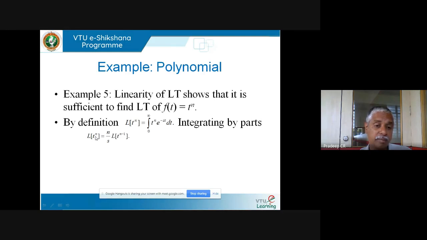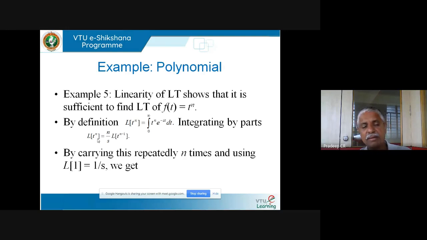This is very important for me. Once I know L of t, I know L of t square. How do I know? L of t square is 2 divided by s into L of 2 minus 1, which is 1, which is L of t. L of t I just found as 1 by s square. So it is 2 by s into 1 by s, which is 2 by s square. Answer: L of t square. Like that you keep on doing for all t power n.